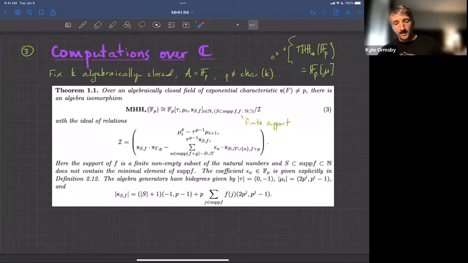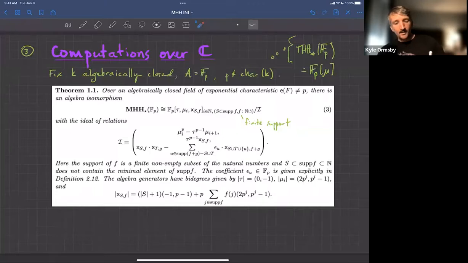So the first one says, let's think of the case where P equals 2. In THH, we saw that mu I squared was mu I plus 1. Here we see that mu I squared is tau times mu I plus 1. So that relation gets twisted by the class tau. We see that all of these X classes that there are so many of, every single one of those is tau to the P-1 torsion.